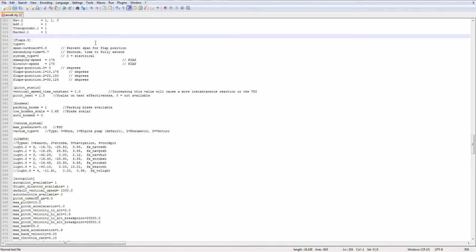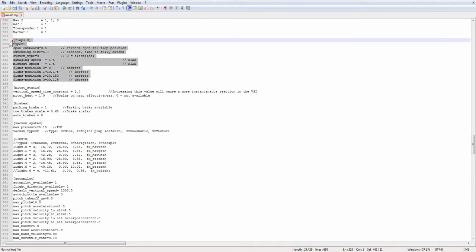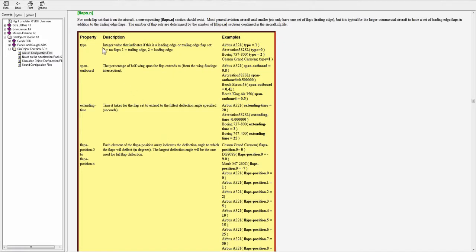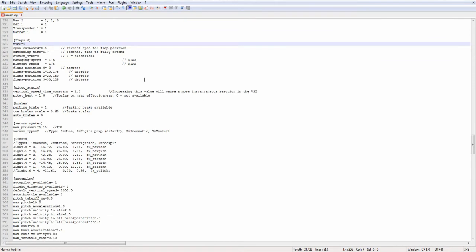Alright, the next one is flaps. Now this is followed by 0, just like the start with our flight sim ends section. I'm going to make a copy of this real quick. I'm going to show you how this works. Okay, so the first one is type, and if we bring up our SDK, we see we have 3 types to choose from: either 0 for no flaps, 1 for trailing edge, 2 for leading edge. So you can't actually define the flap type, like is it a Fowler flap, is it a split, is it just a straight flap, but you can define whether or not it's leading or trailing edge.